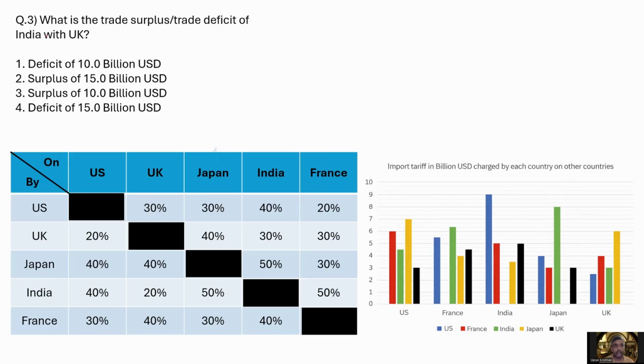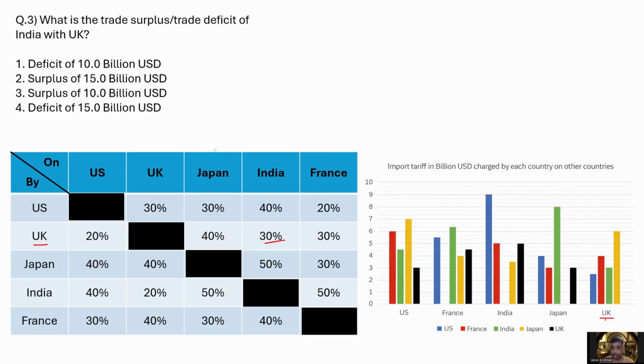Question 3, what is the trade surplus or deficit of India with UK? So of India with UK, we have to find out whether for India, it is a surplus or a deficit. So first, let's try to find out how much India is selling to the UK. India selling to the UK means UK is buying from India. So UK is the one who is levying the tariff. So the tariff by UK on India is 30%.